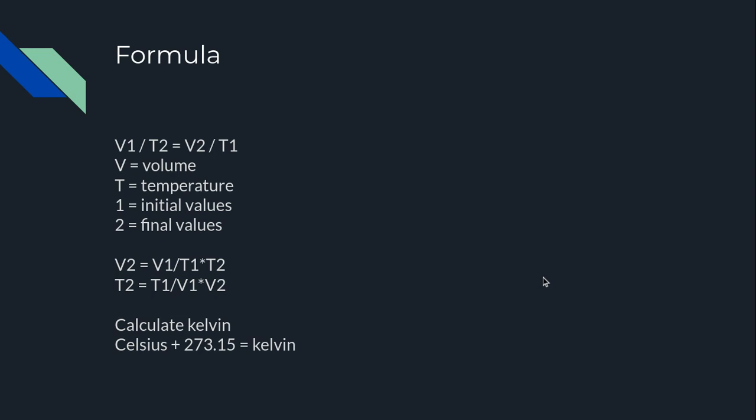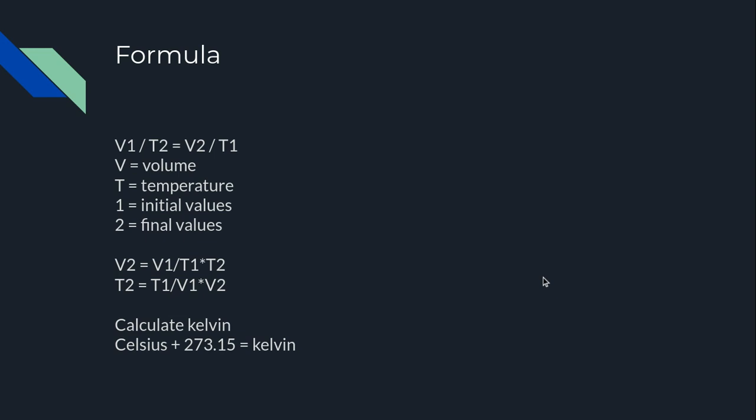So the formula: V1 over T1 equals V2 over T2, where V equals volume, T equals temperature, 1 represents an initial value, and 2 represents a final value. V2 equals V1 over T1 times T2, or T2 equals T1 over V1 times V2.